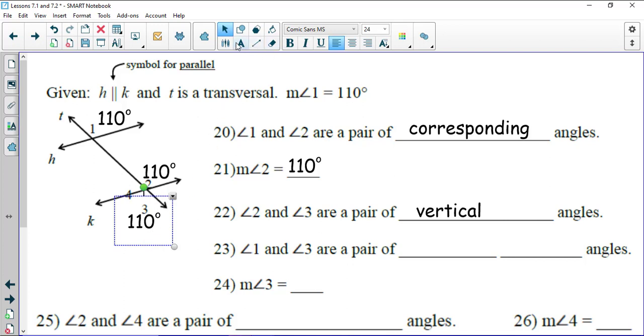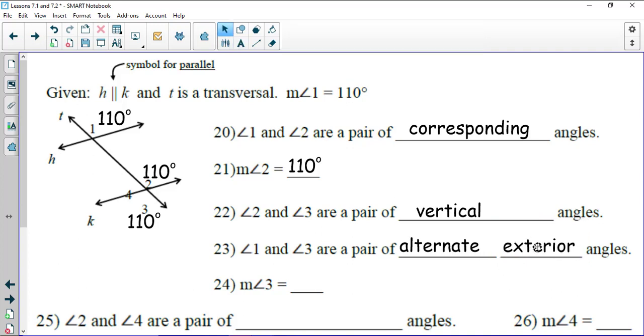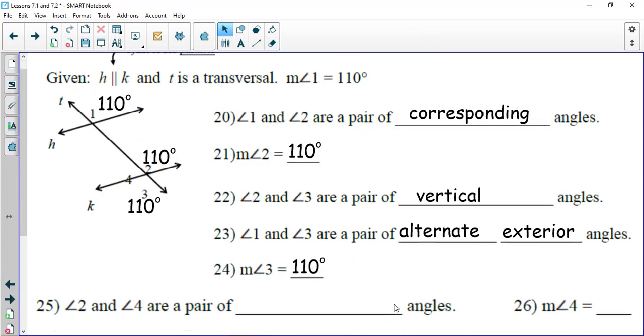Now, we also have a relationship between angles 1 and 3 because those are related to each other. We've got 2 blanks here. Those are alternate exterior angles. We know they're outside the parallel line, so that's exterior angles, and they're on opposite sides of the transversal. We also know that alternate exterior angles are equal, which means that the measure of angle 3 is also 110 degrees.